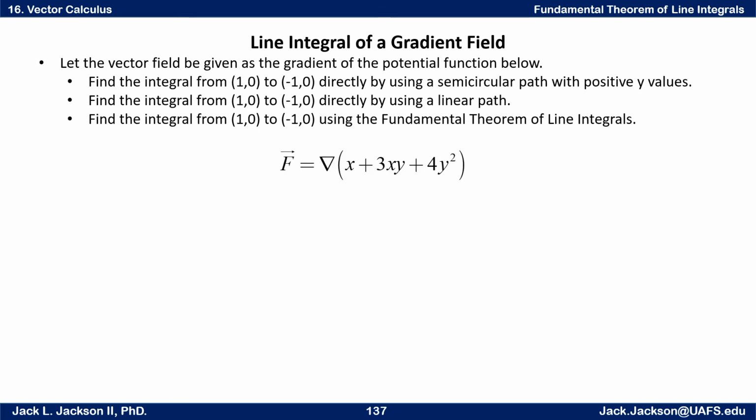So let's illustrate that with the following example. We start with the scalar function x plus 3xy plus 4y squared, and then take the gradient of that and let that be our function F that we want to integrate over. Let's go again from (1, 0) to (negative 1, 0), and let's do it a couple of different ways. First, go there using a semicircular path with positive y values. Then we'll do it again going with a linear path, to show that those are the same thing. And then we're going to show how we can use the fundamental theorem of line integrals to get the same thing as well. So we should get the same answer three times here.